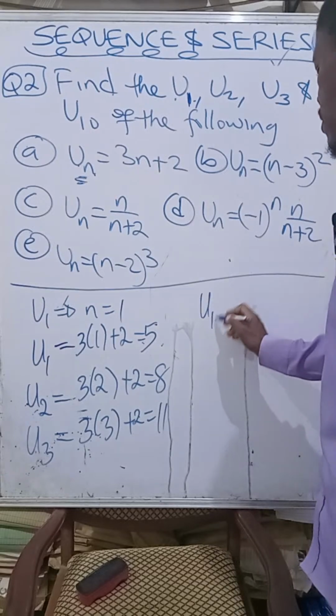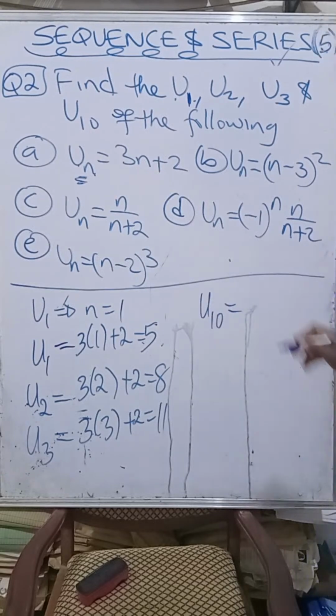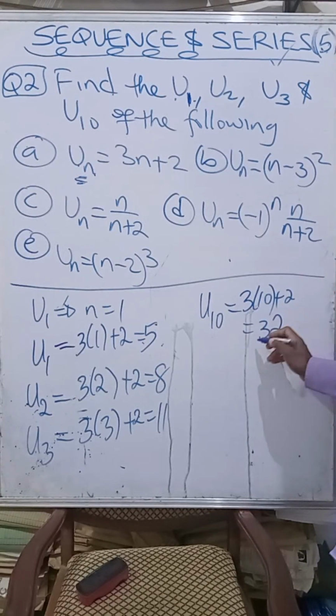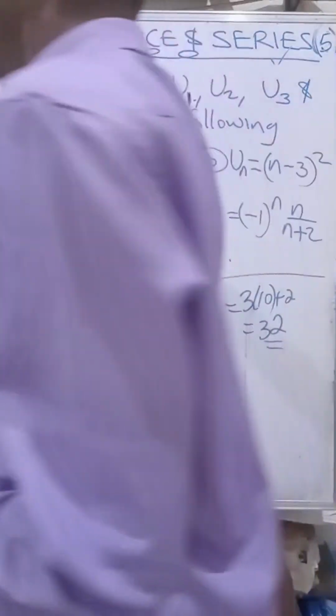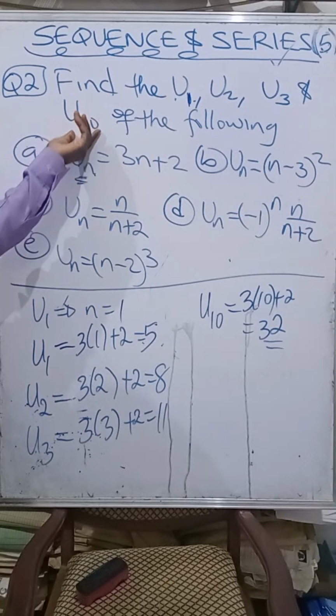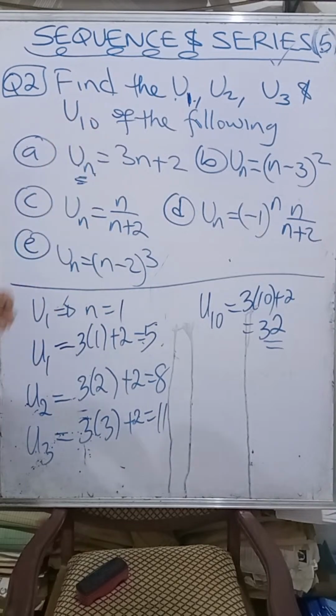And finally, u10. u10 means n is equal to what? N is 10. Do that also, 3 times 10 plus 2. So that's 32. So that's the u subscript 10, u10, as the nth term, or the general term. Okay, so the first one is done.